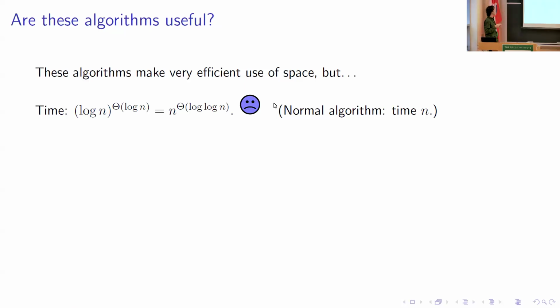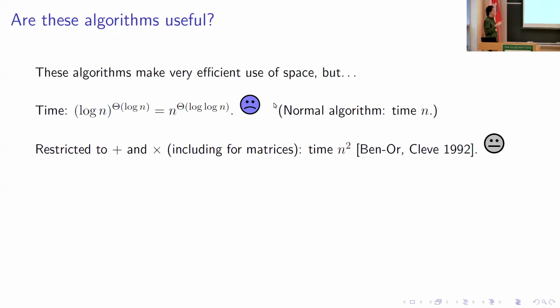But there's a couple of consolations. First of all, if we have some constraints on our tree, for example, if it's just plus and times, then we can get a better runtime. So Beame and Cleve get time n squared, which isn't quite as bad. And in general, if you can bound the degree of the polynomial at each node, you can do better.